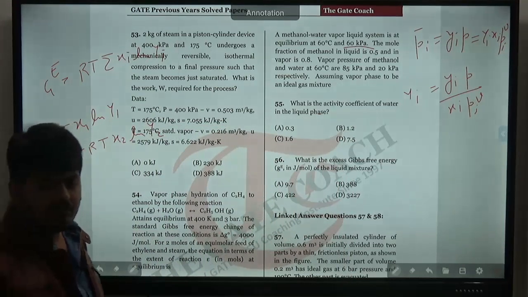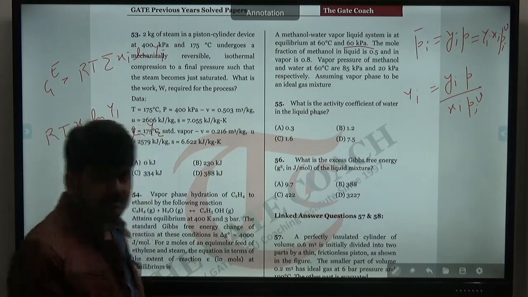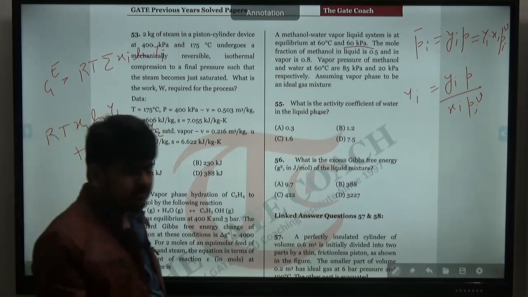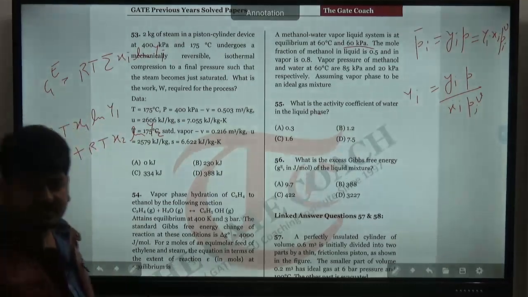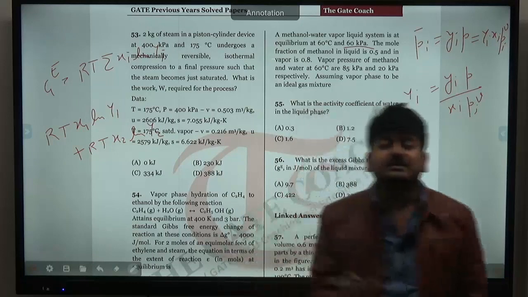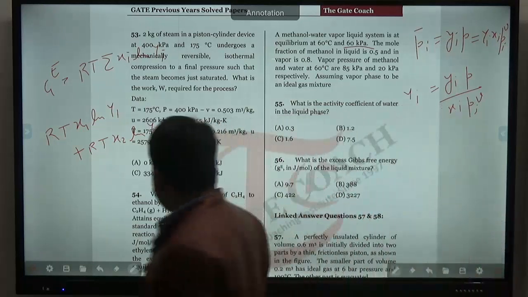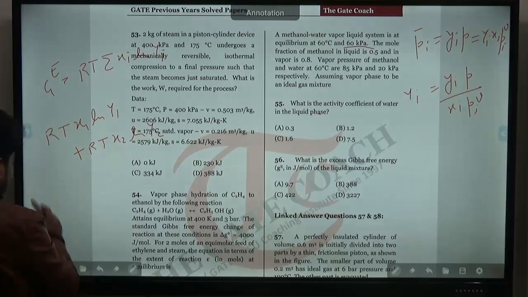The thing is you just need to know what is the meaning of the terms and how to put the values in the equation. Calculation I hope all of you can do. That's not a big deal. So this is all about the excess properties and property change of mixing. Last but not the least is chemical reaction equilibrium.